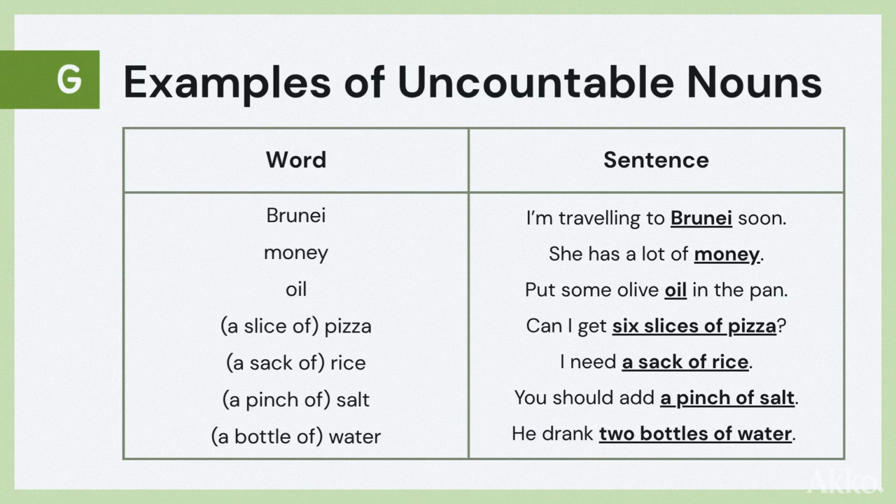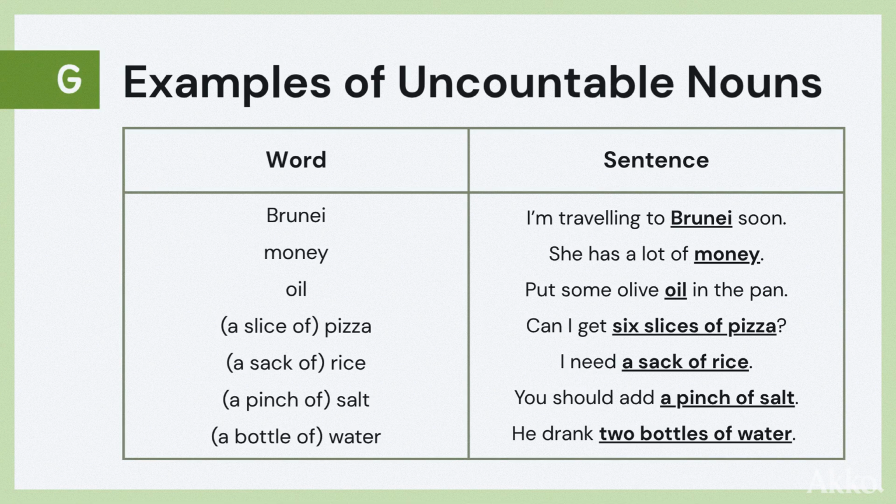Rice is also a non-count noun because it's going to be very difficult to count them as a single unit. So let's use the measure word a sack of. I need a sack of rice. Same thing for salt. We can say a pinch of. And for liquids like water, we can use a bottle of.